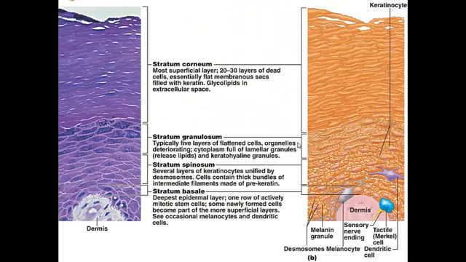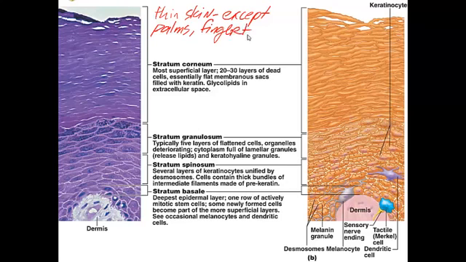So our next slide now is showing the layers of the epidermis here. And this particular slide is showing thin skin. Now when we think of thin skin, we're referring to everywhere in the body except the palms of the hands, the fingertips, and also the soles of our feet. So everywhere except these areas are going to have these 4 different layers of skin. The stratum corneum, the stratum granulosum, the stratum spinosum, and the stratum basal.